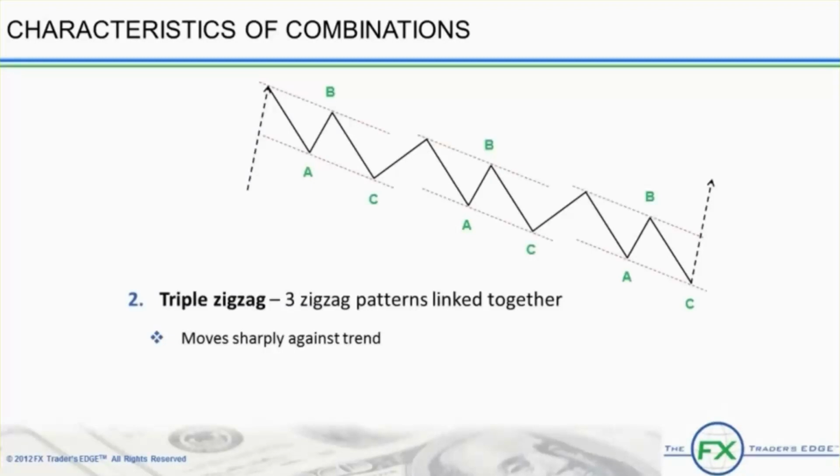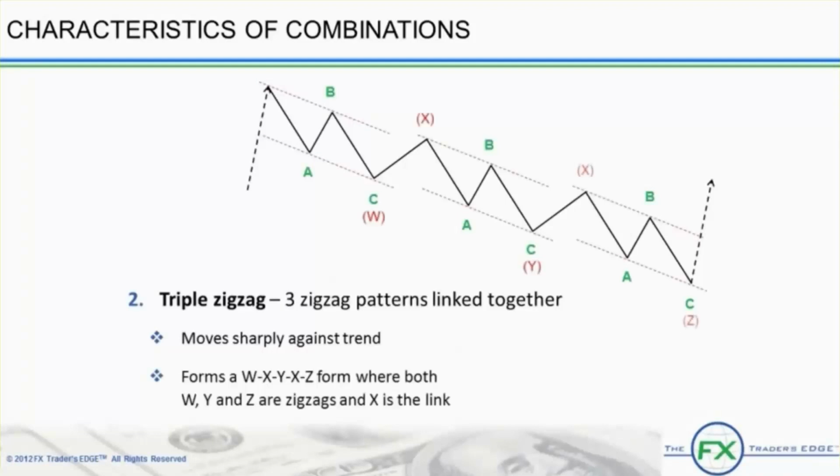It is 3 zigzag patterns linked together. It forms a WXYXZ form, where W, Y, and Z are zigzags and X is the link. A second combined pattern combines the flat sideways family of corrections. These sideways corrections can unfold as double threes or triple threes.